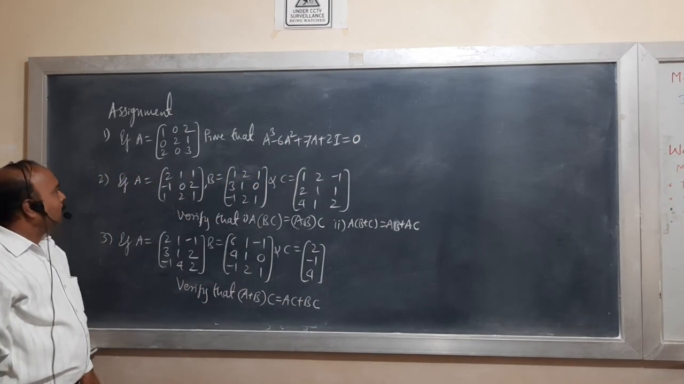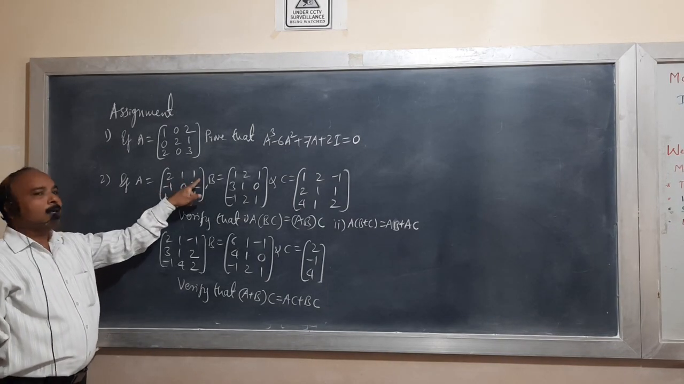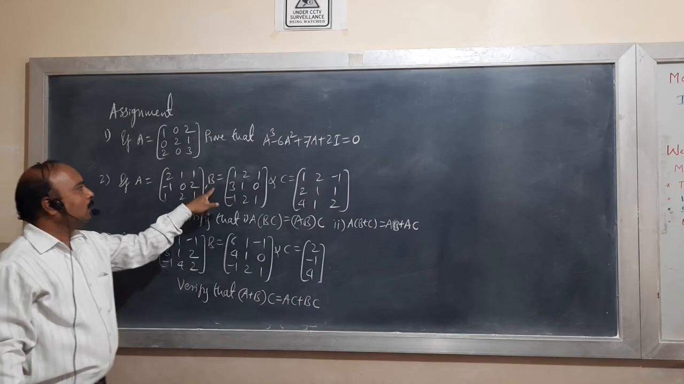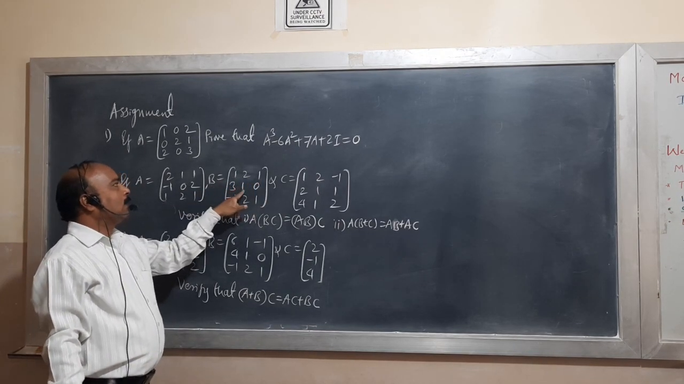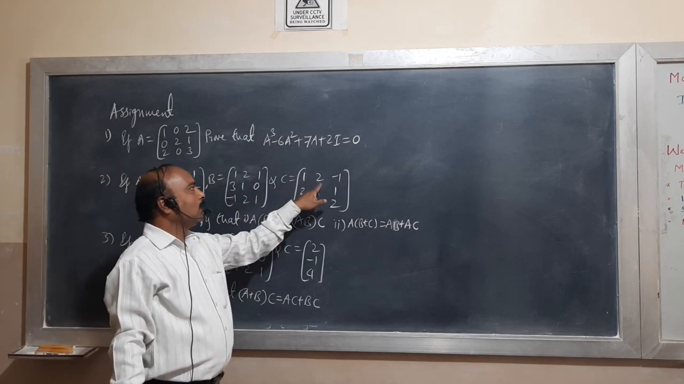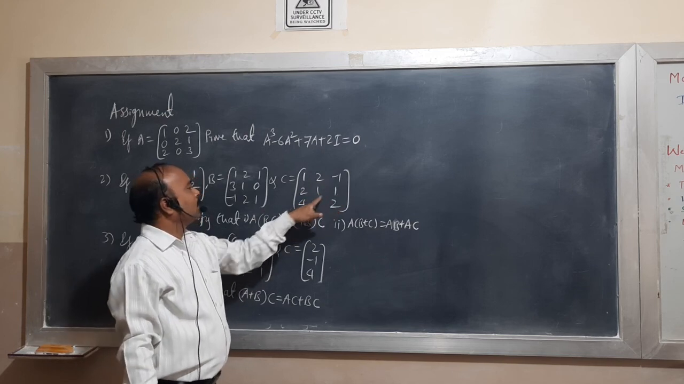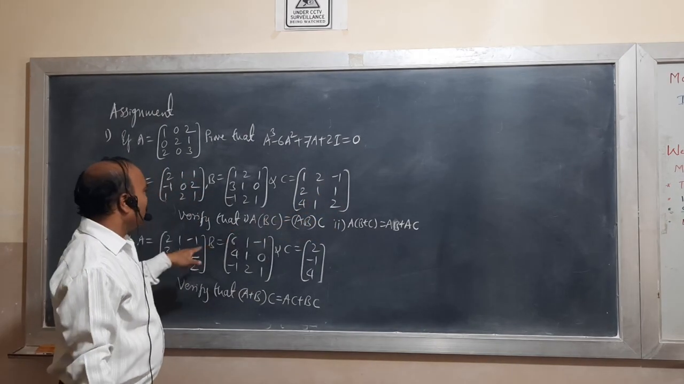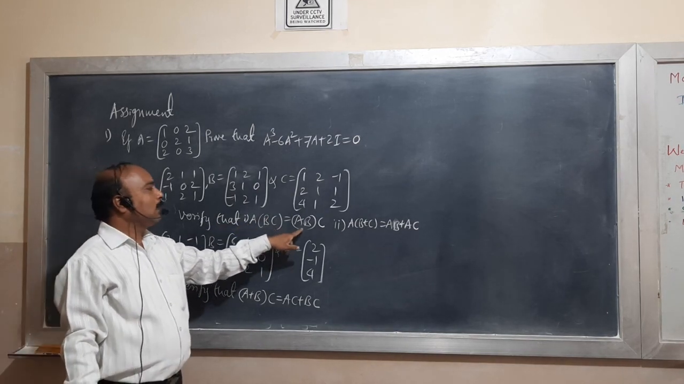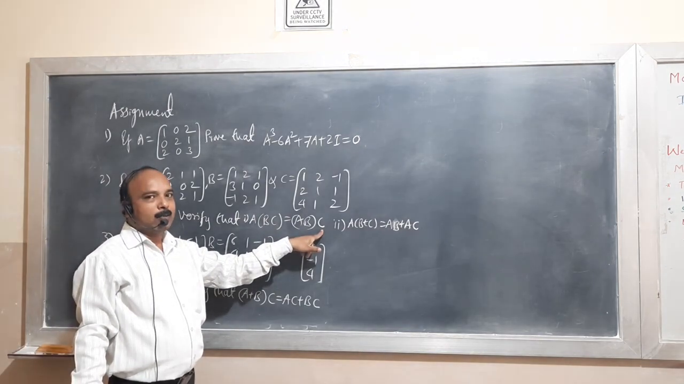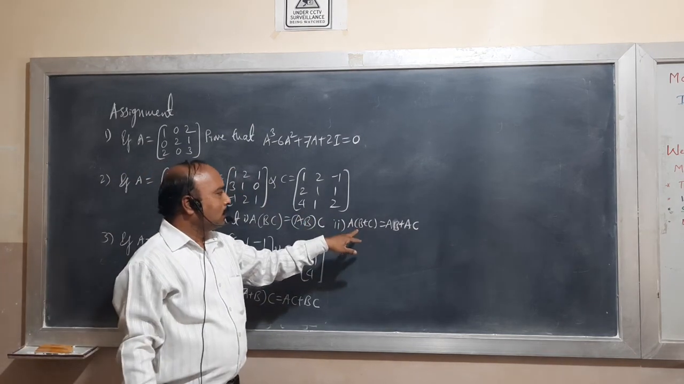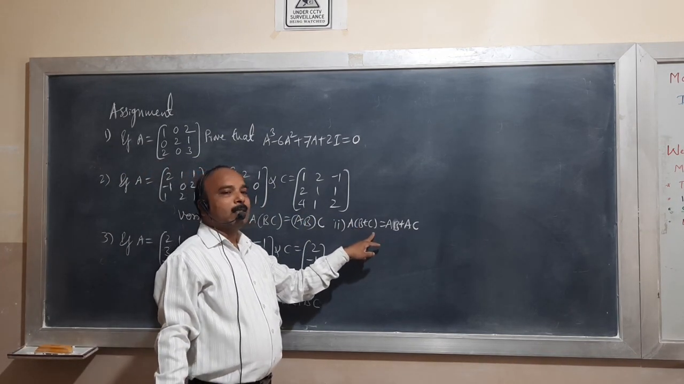The second example: if A equals 2, 1, 1; minus 1, 0, 2; 1, 2, 1, and B equals 1, 2, 1; 3, 1, 0; minus 1, 2, 1, and matrix C equals 1, 2, minus 1; 2, 1, 1; 4, 1, 2. Then verify the first result, A into BC equals AB into C. That is the associative law.